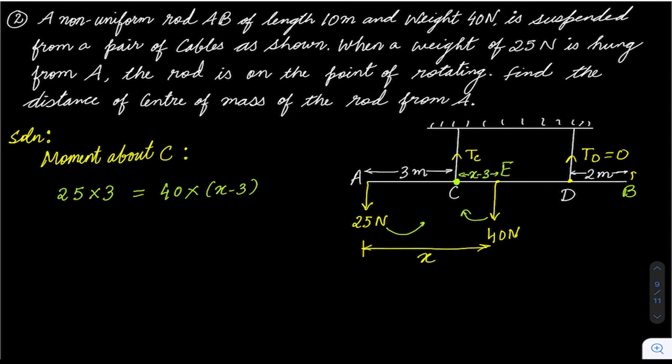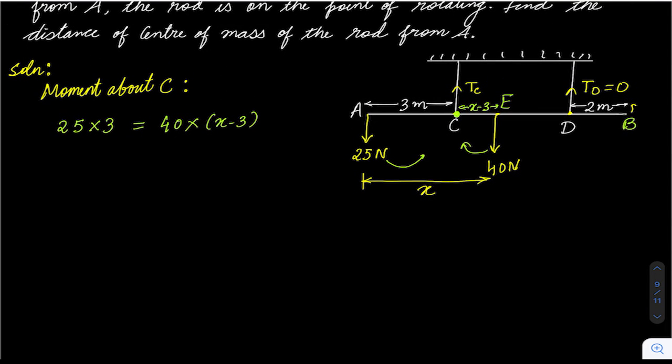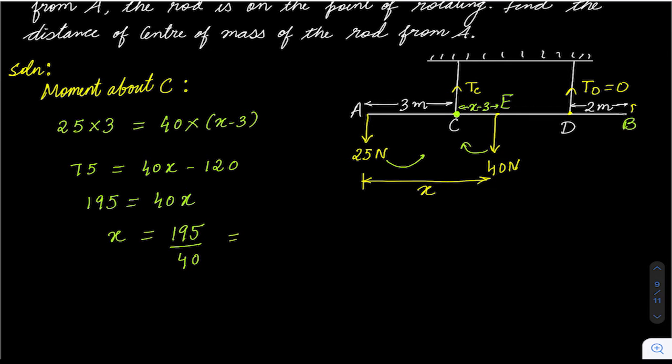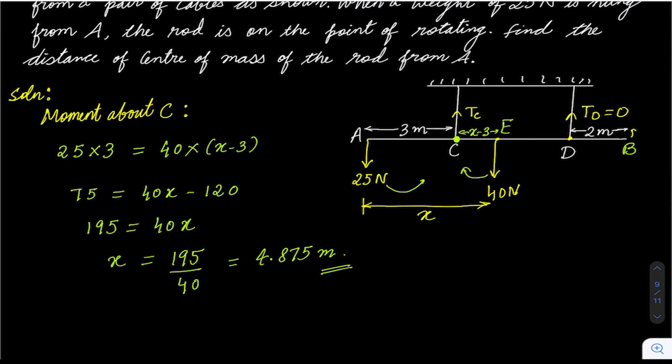So clockwise moment is equal to anti-clockwise moment. So what we are getting is 75 equals 40x minus 120. So 195 is equal to 40x. So my x is coming out to be 195 divided by 40, which is nothing but 4.875 meters. So that is our answer. So the center of mass is at a distance of 4.875 meters from A.